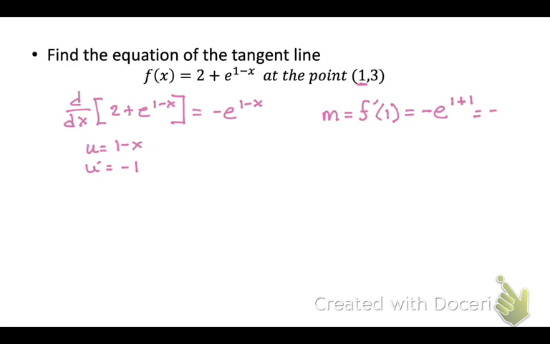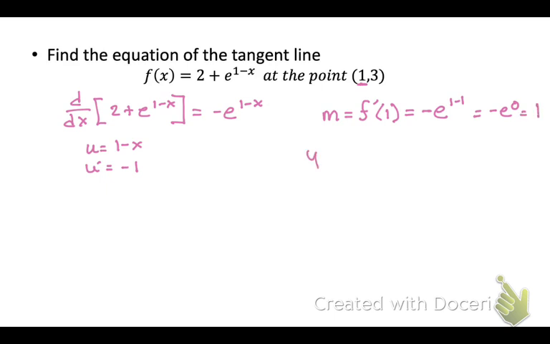Oh, wait. It's not a negative. We're not plugging in a -1, are we? Sorry. You guys should have caught me. 1 minus 1, which is negative e to the 0, which is... What's anything to the 0? Yep, 1. So my slope is 1.